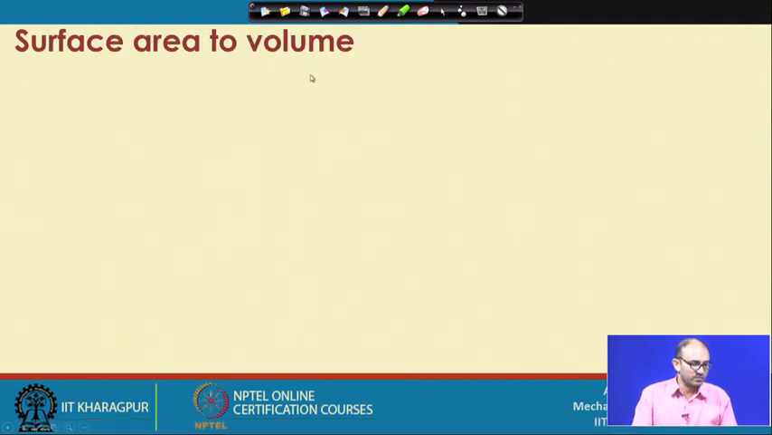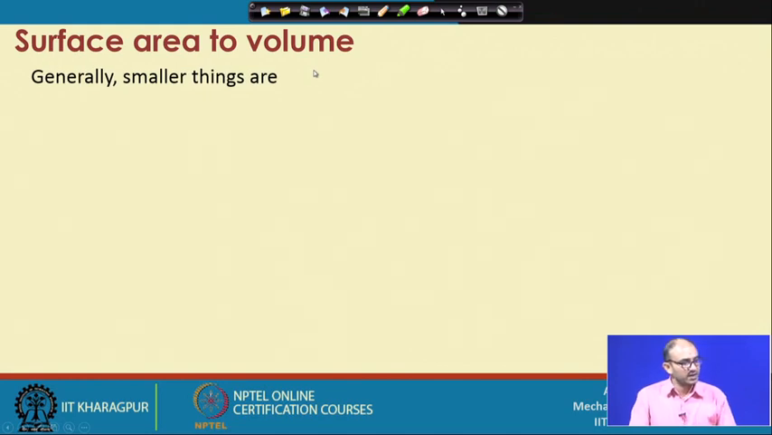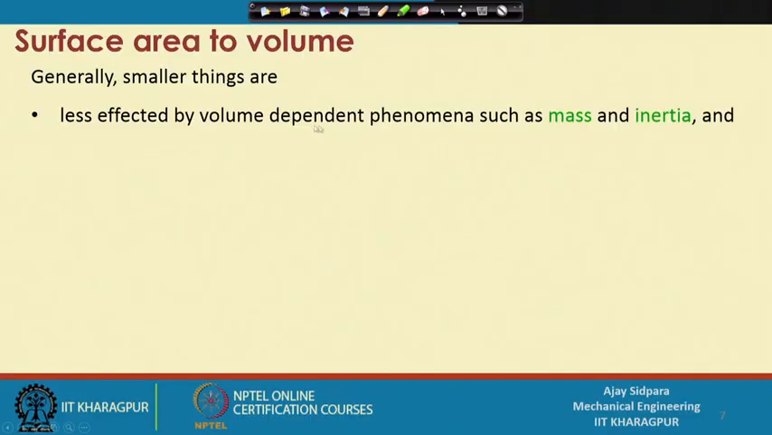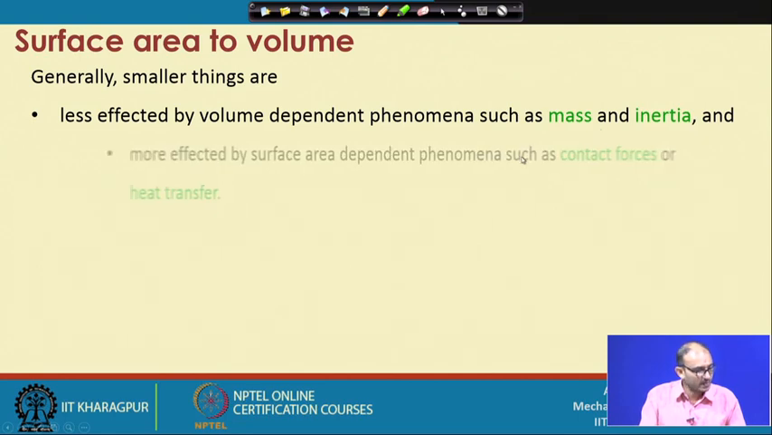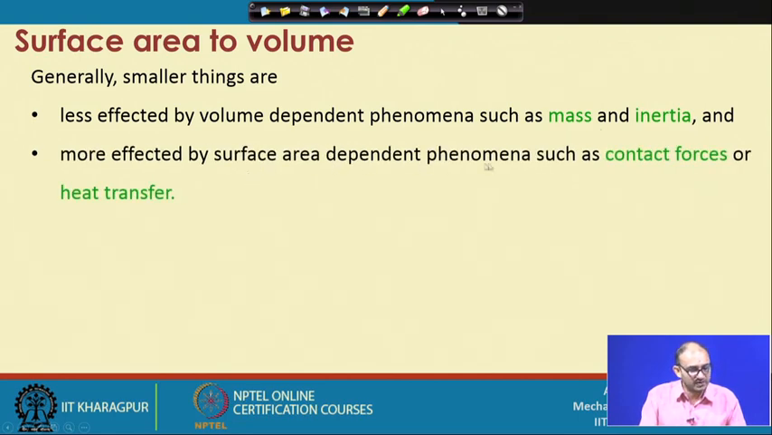So, the first thing is the surface to volume ratio. This is very important to understand, because we have many components in MEMS, as well as other components related to micro machining operations, where the surface to volume ratio is very important. Generally, we can say smaller things are less affected by volume dependent phenomena such as mass and inertia. We have seen very small creatures like ants and small insects. They are very little affected by mass and inertia, and more affected by surface area dependent phenomena such as contact forces and heat transfer.